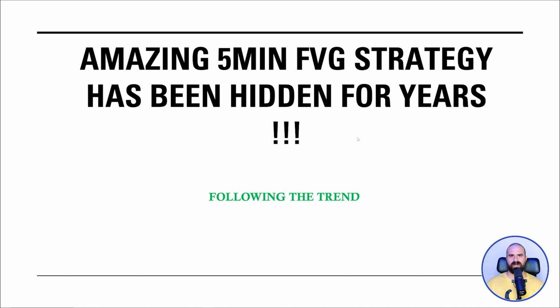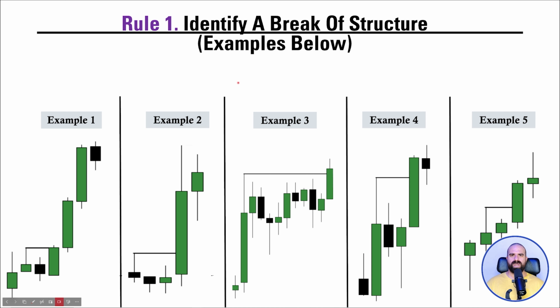Rule number 1 says that we need to identify a break of structure. It is very simple. I will be going through every single one of those 5 examples because I want you all to be able to trade even if you cannot afford any of my exceptional services where I'm trading live every single day. I'm showing the trades live, the mistakes live, and everything that takes place in the life of a real trader. But if you cannot afford it, of course, I want you all, even the beginners, to be able to learn and trade through those free videos.